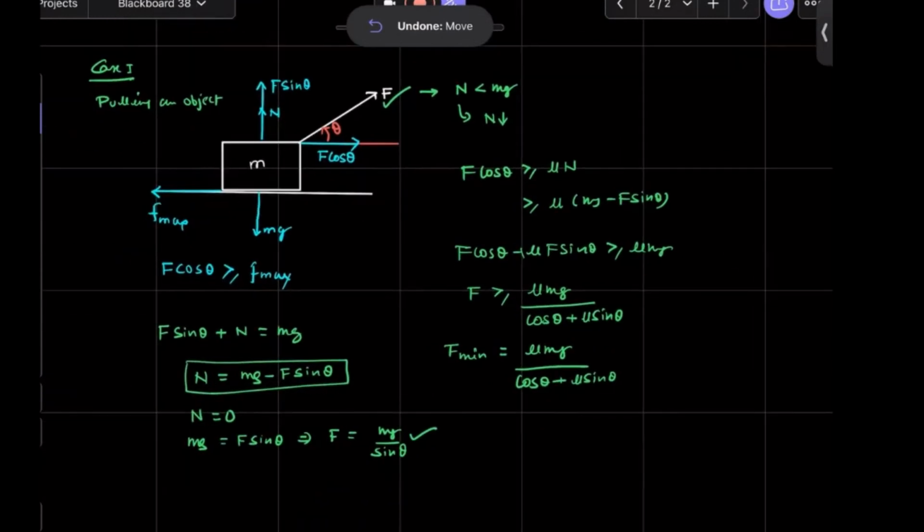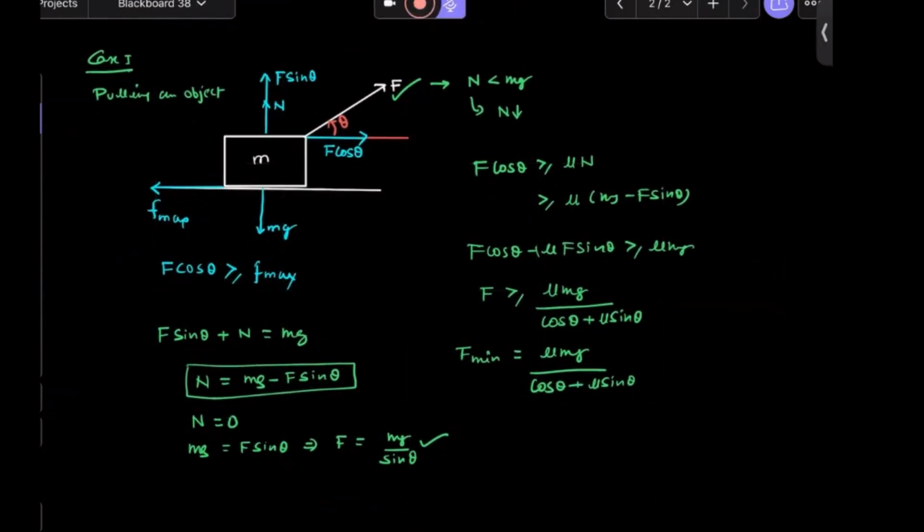So first we are going to check the case when we are pulling an object. Here we are pulling this object in a manner such that it must not lose contact with the surface, so the normal contact force will not become zero. And this object is not going to have any motion in the vertical direction. I took components of our forces: F sine theta and the normal contact force in the upward direction. So F sine theta plus N must be equal to mg. So the normal contact force became equal to mg minus F sine theta.